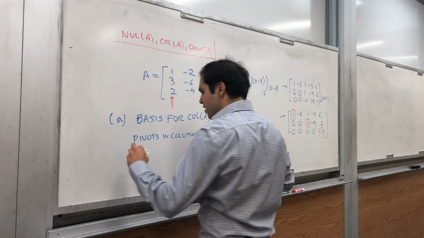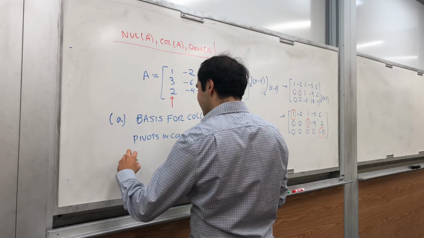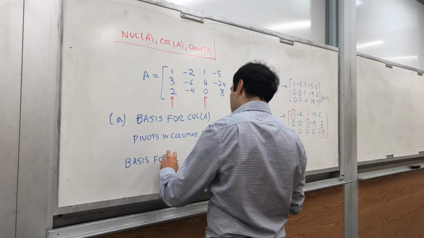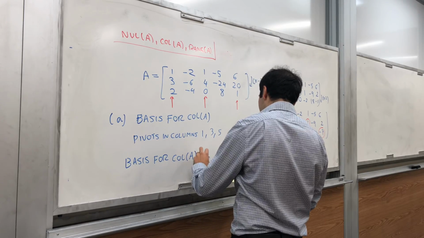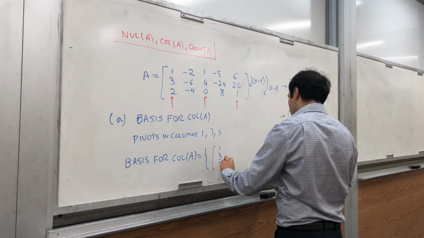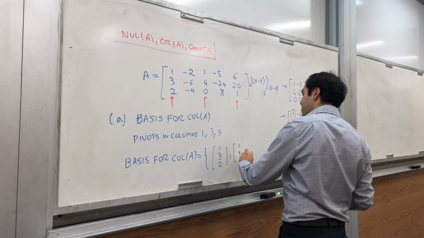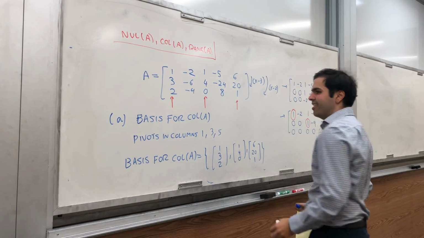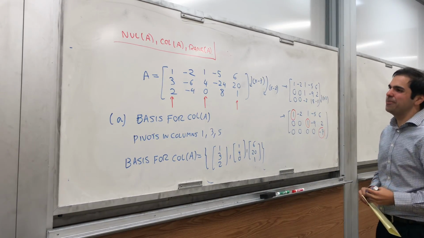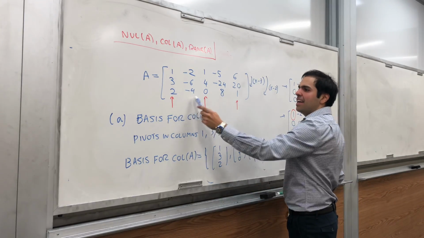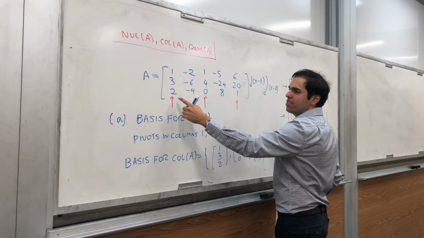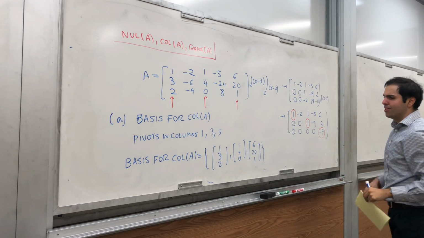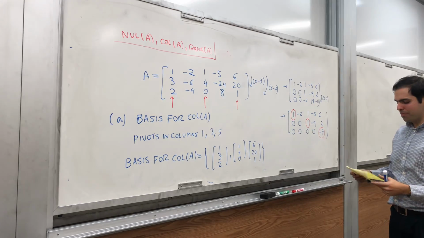So, in particular, the basis for the column space of A is 1, 3, 2, 1, 4, 0, and 6, 20, and 1. And I totally forgot to say, what is a column space? It's just the span of the columns of your matrix. So it's the span of this vector, this vector, this vector, and this vector. But in particular, a basis for the column space is that.